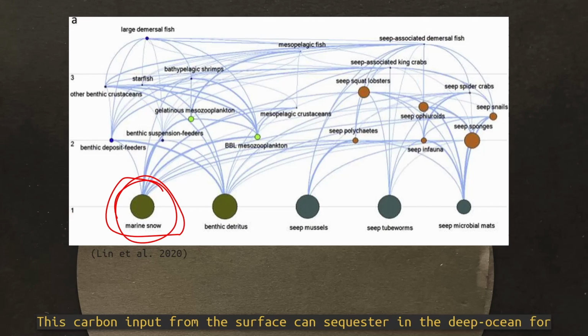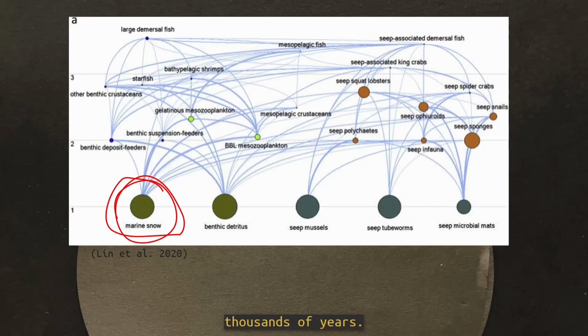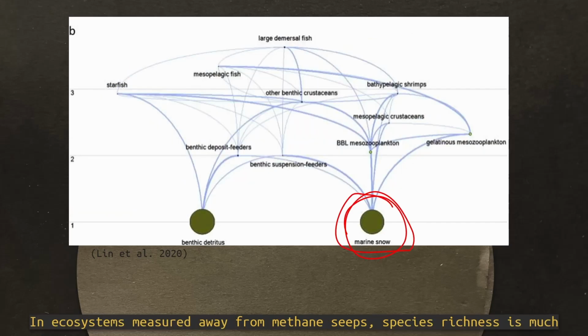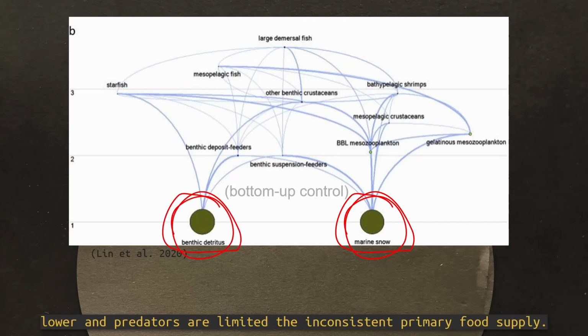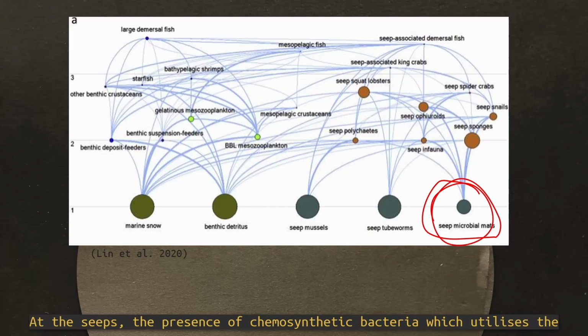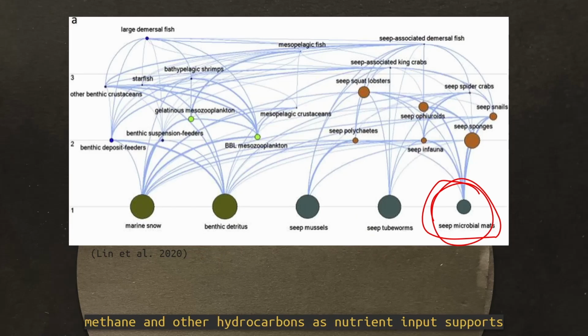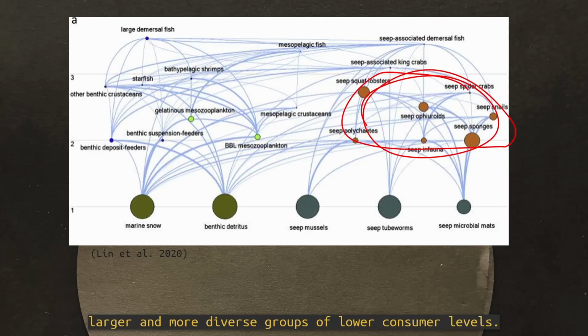This carbon input from the surface can sequester in the deep ocean for thousands of years. In ecosystems measured away from the methane seeps, species richness was much lower, and predators were limited by the inconsistent primary food supply. At the seeps, the presence of chemosynthetic bacteria, which utilize the methane and other hydrocarbons as nutrient input, supports larger and more diverse groups with lower consumer levels.